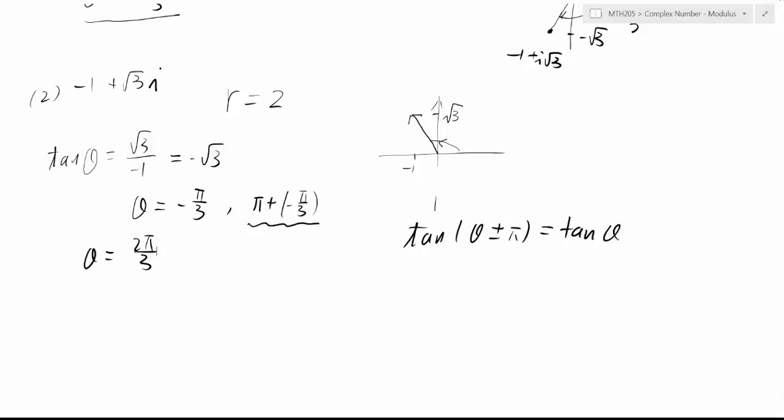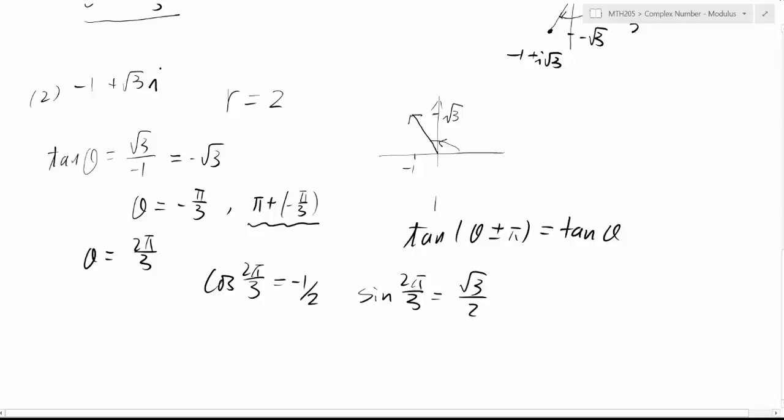Or simply put, this is exactly the thing we discussed in trigonometry. We have cosine 2 pi over 3, this one is negative 1 over 2. And then sine 2 pi over 3 is positive root 3 over 2. Of course, this is what we are trying to show. Negative 1 plus root 3i is exactly 2 times cosine 2 pi over 3 plus i sine 2 pi over 3.